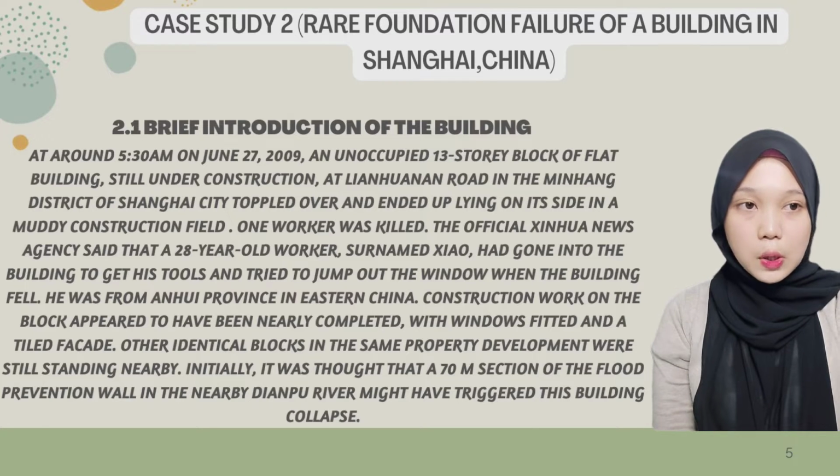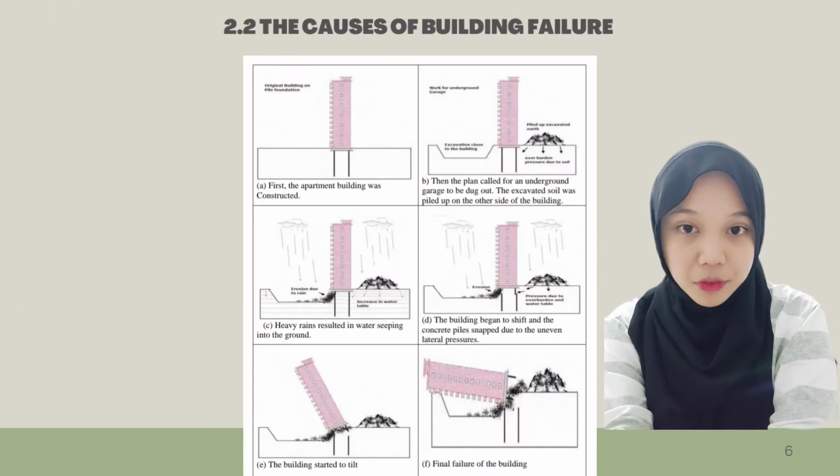Initially, it was thought that a 70-meter section of the flood prevention wall in the nearby Dianpu River might have triggered this building collapse. Causes of the building failure. First, the apartment building was constructed, and then the plan called for an underground garage to be dug out, and the excavated soil was built up on the other side of the building.